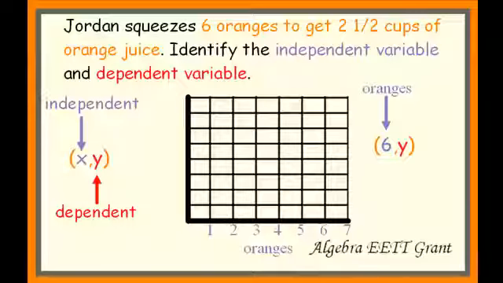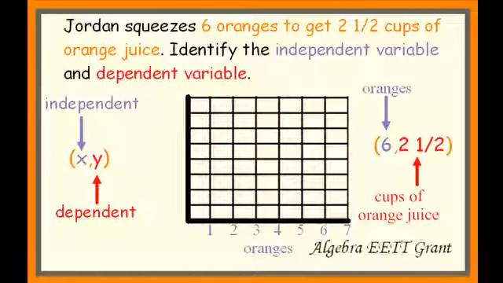Now our y-axis, our dependent variable. Well, that was the cups of orange juice. And in this case, we had 2.5 cups of orange juice. Now that 2.5 means we want to be able to go by halves. So those lines that are going horizontal, we want those to go by halves. Well, if we do that, our y-axis is going to be the cups of orange juice. And if every other one is 1, that means we can go all the way up to 4.